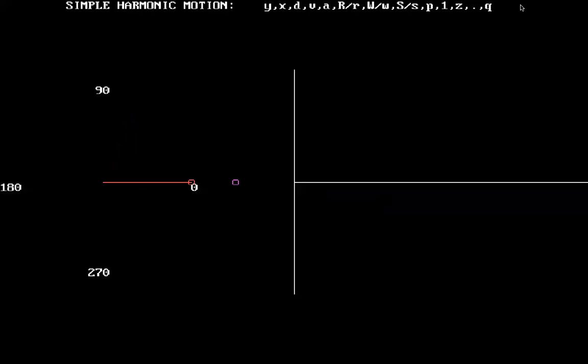Let's take a look at acceleration. Where does it have the greatest acceleration? When it's all the way at the bottom, the acceleration is at a maximum. That's a negative displacement, but a positive acceleration. The net force must be this way.